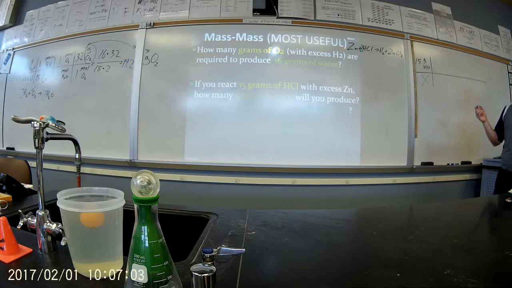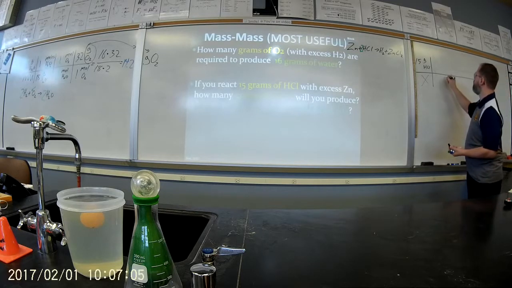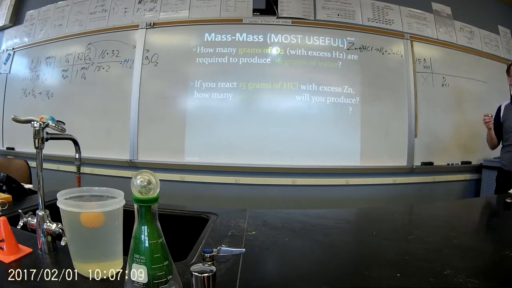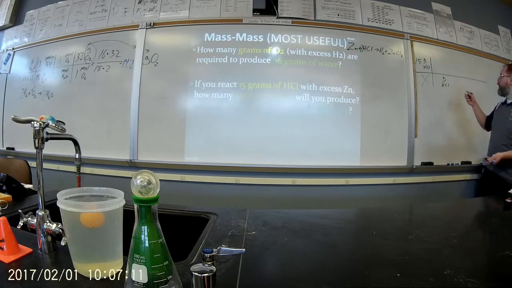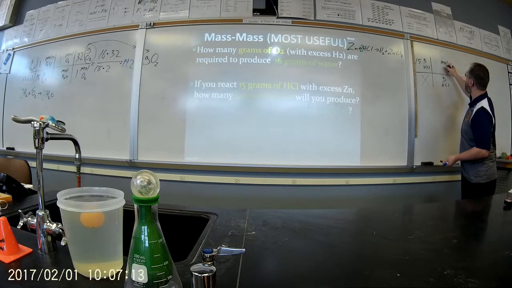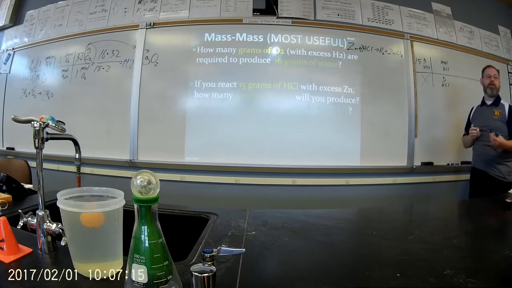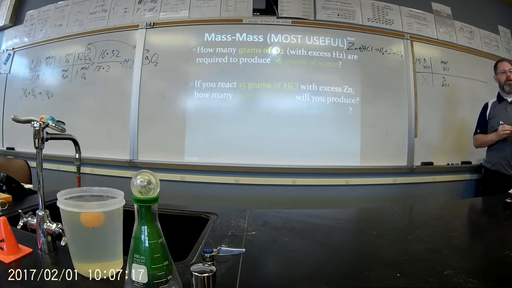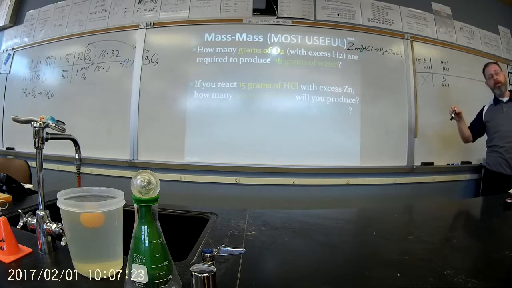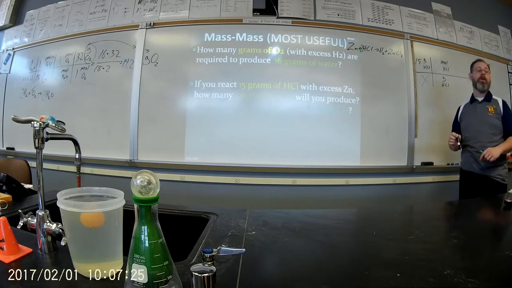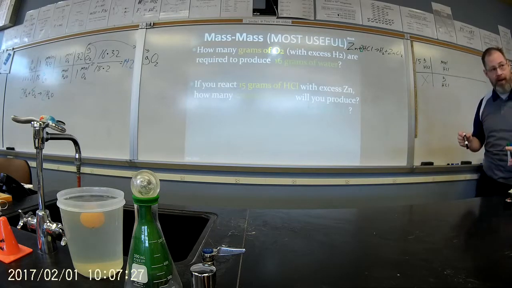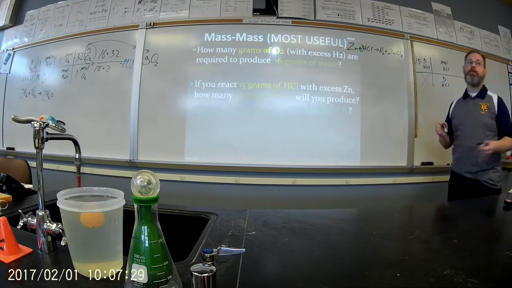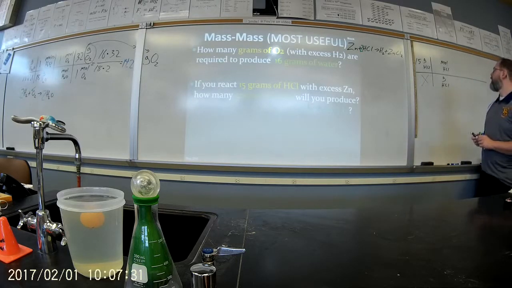What do I do now? Bring down grams HCl, and we're going to convert our grams of HCl to moles of HCl. Why do I need to convert it to moles HCl? Because you have to go from moles to moles to mass. Exactly. A mole to mole is the only way to change chemicals. So I need to get chemical A, in this case HCl, to moles so I can swap chemicals.